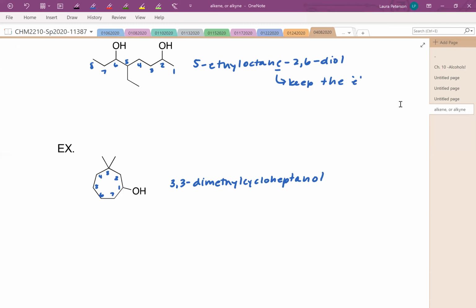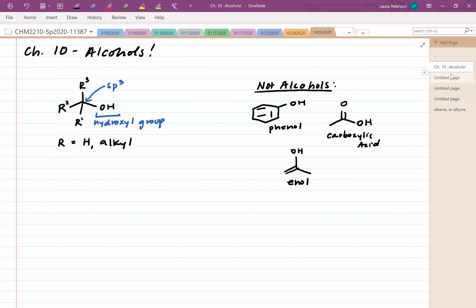However, there is a section of naming in chapter 11, which was for ethers. We just won't cover that in our class. You could look at that on your own if you wanted. Okay, so let's go back to our notes and learn more about alcohols.